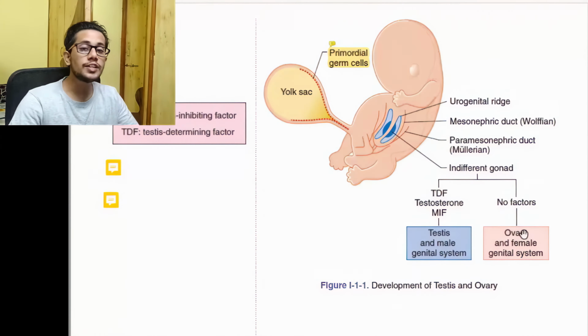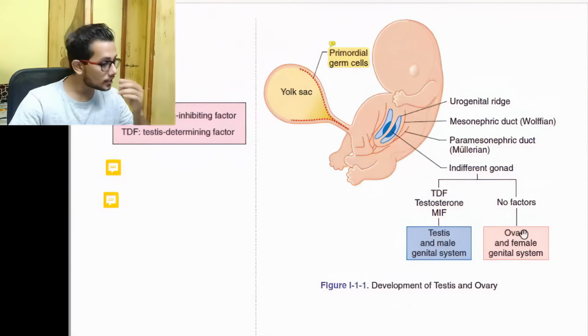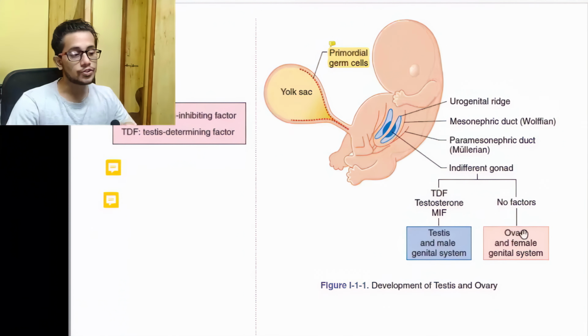For that we only need to focus on two things: TDF and MIF. It may sound complicated, but it's really not. TDF simply stands for testis determining factor. It is self-explanatory. TDF, testis determining factor, helps determine the indifferent gonad into testis, and MIF is Mullerian inhibiting factor, which inhibits the production of ovary. Now let's go a little deeper so you can understand it.